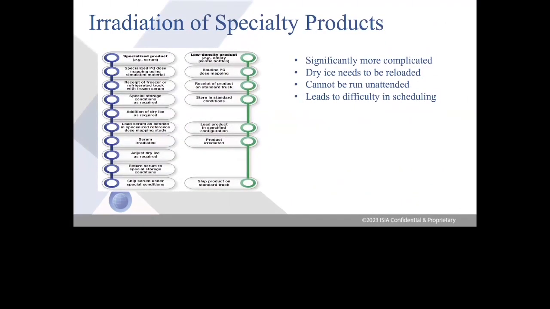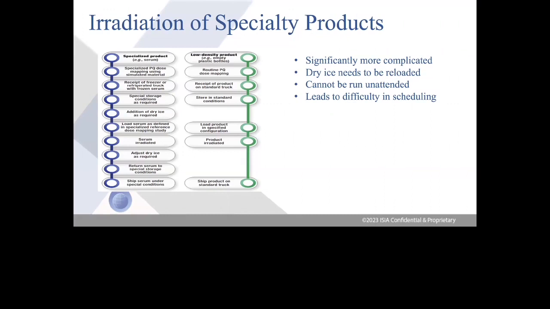This is a little graphic that shows you the difference between irradiating serum and irradiating regular products such as plastic bottles. If I go through the low density product, the plastic bottle routine, first of all, there's routine dose mapping performed. It's not that complicated, and you can actually do it on the plastic bottles. The product comes in on a standard truck. It doesn't need anything special. It's stored in standard conditions. It's loaded in a specified configuration, and runs through the irradiator. Then it goes back in a truck and goes away.